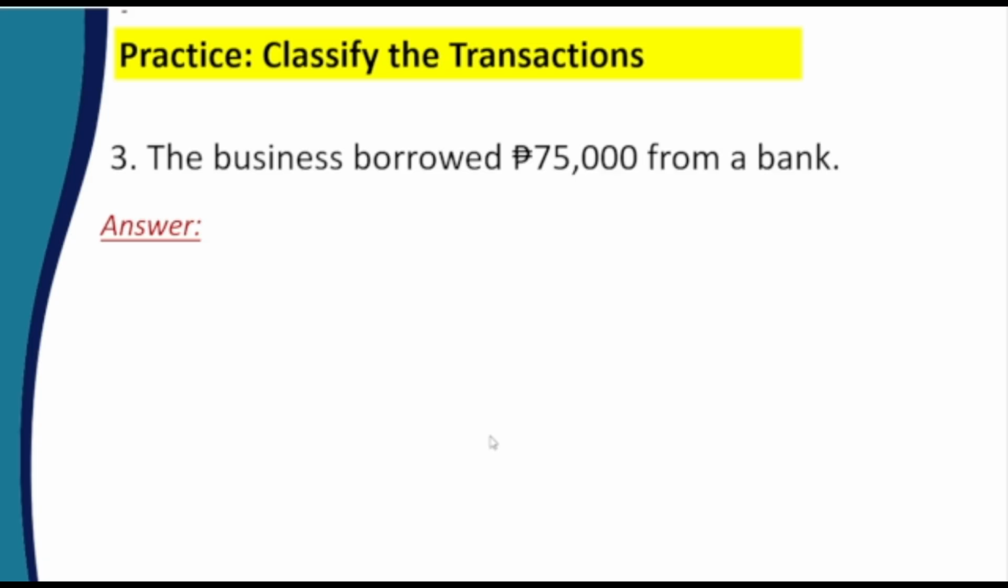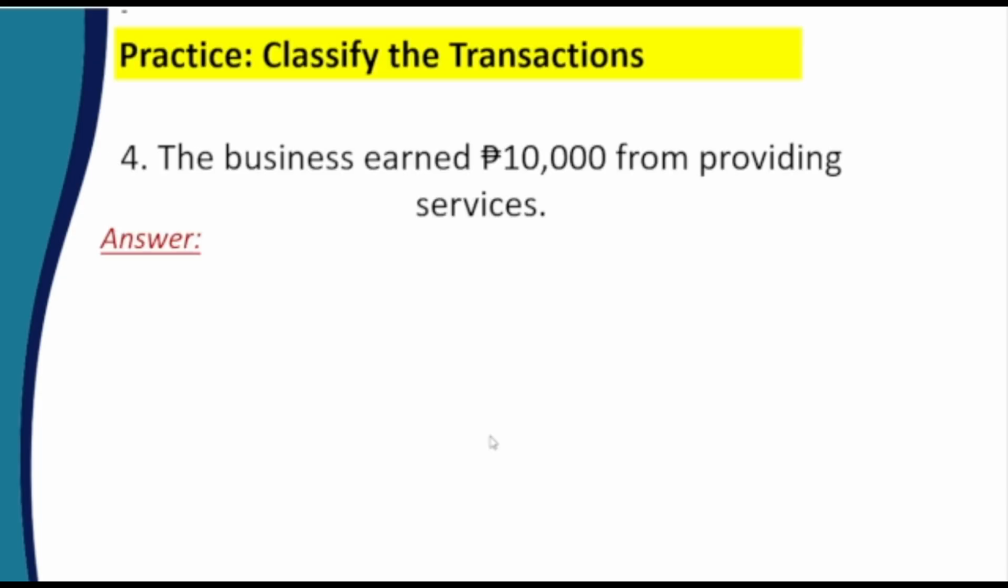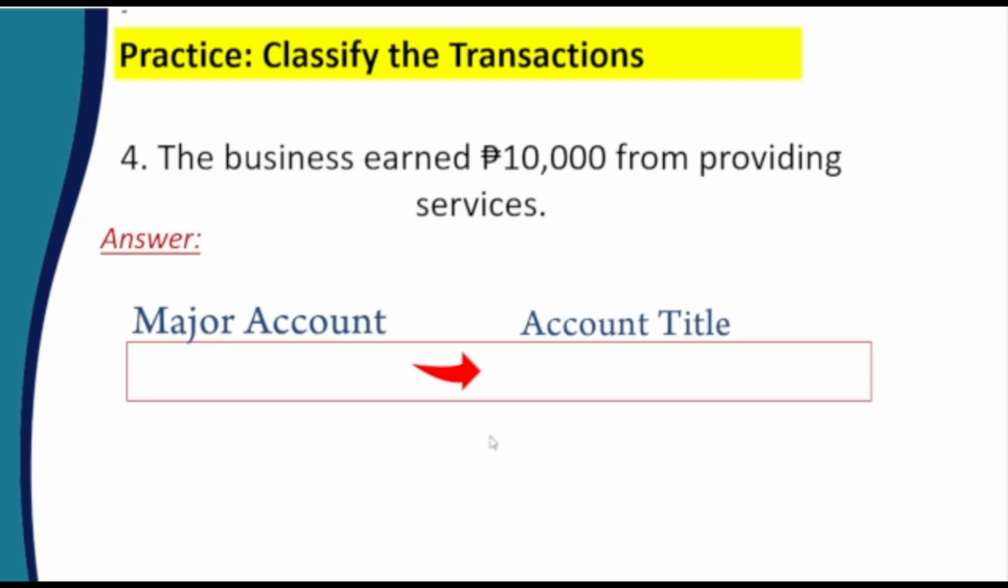Next, business borrowed 75,000 from bank. Ang keyword natin is borrowed. So, meaning, since kay borrowed siya, obligasyon natin na bayaran yung bank. It means na ang major accounts natin is liabilities. Then, specific title niya is loan payable. Next, the business earned 10,000 from providing services. So, ano yung major account niya? Major account niya is revenue, and account title is service revenue.